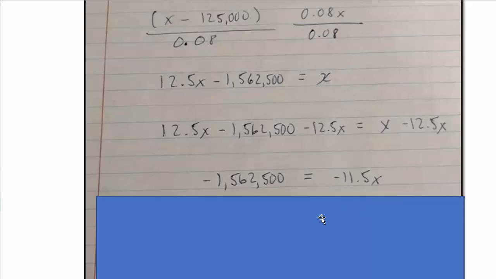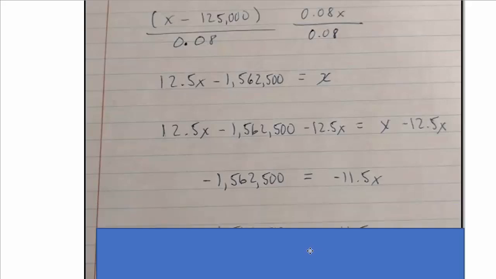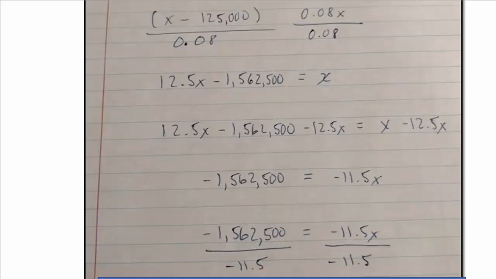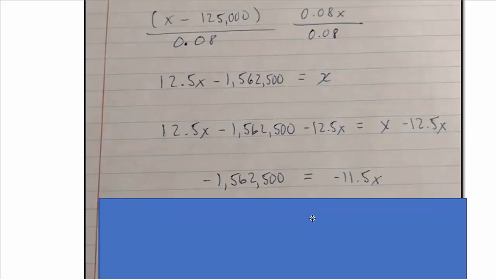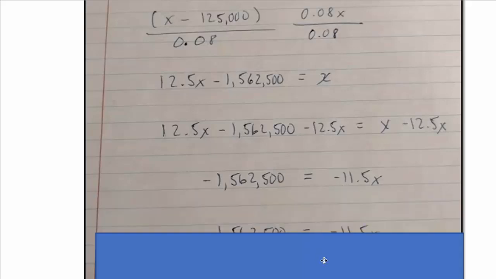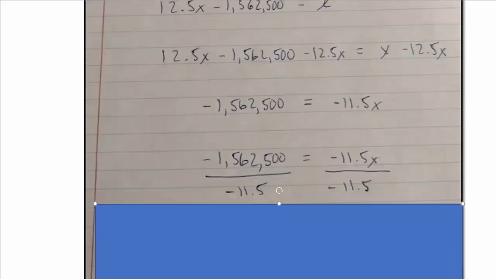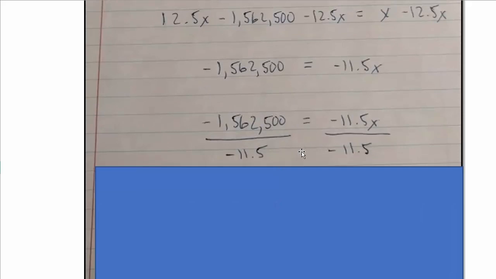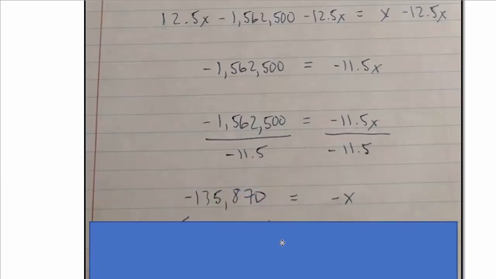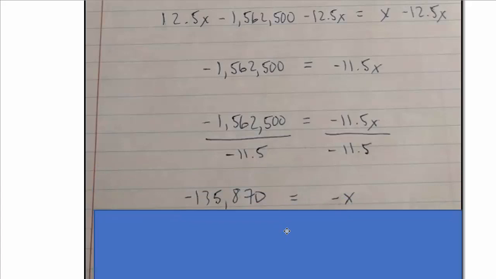All right, now at this point we can divide both sides by x. Excuse me, let me restate that. At this point we can divide both sides by negative 11.5. And when I divide both sides by 11.5, this is going to reduce to just negative 1x, and this will be whatever that turns out to be. I use a calculator, and I get negative 135,870 is equal to negative x.